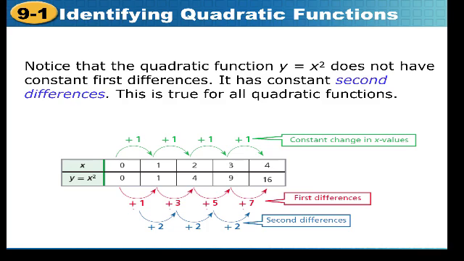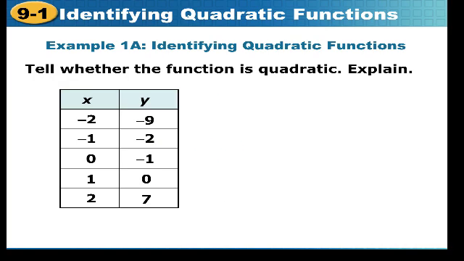Notice that the quadratic function y equals x squared does not have constant first differences. It has constant second differences. This is true for all quadratic functions.